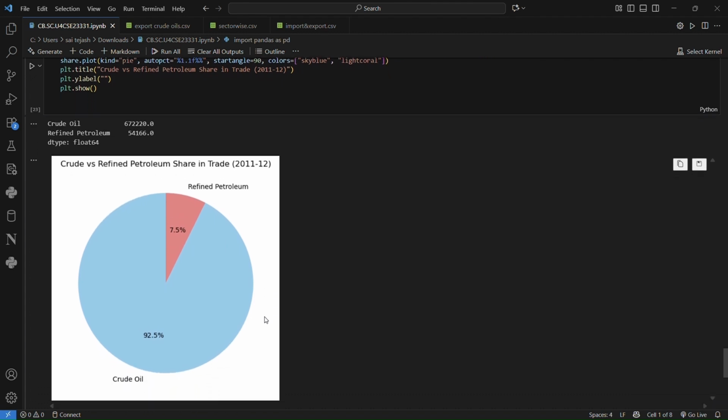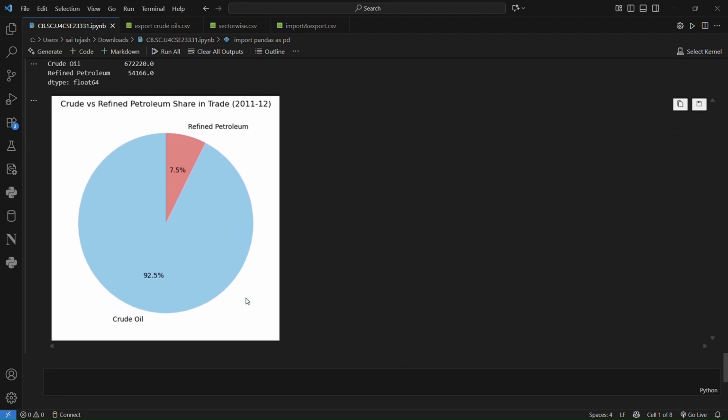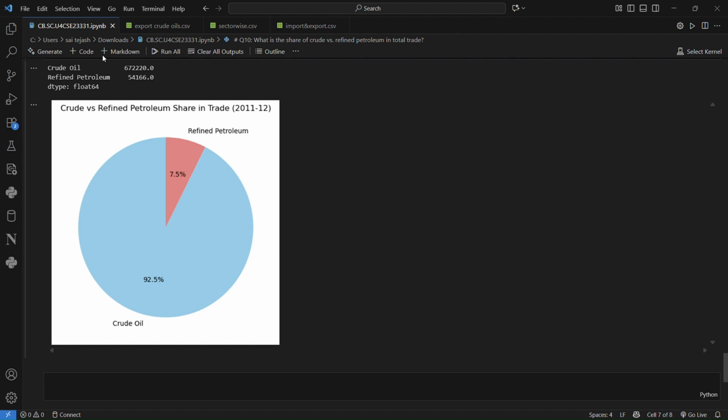Here, which is consistent with India's role as a major importer of crude oil and a refiner for domestic use and export. And these are the 5 questions which I have done. India imports more oil than it exports, highlighting its dependence on foreign oil. India imports much more oil than it exports, and the import dependency ratio is constantly high.